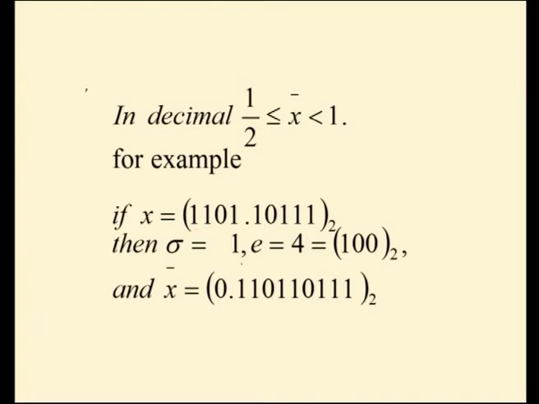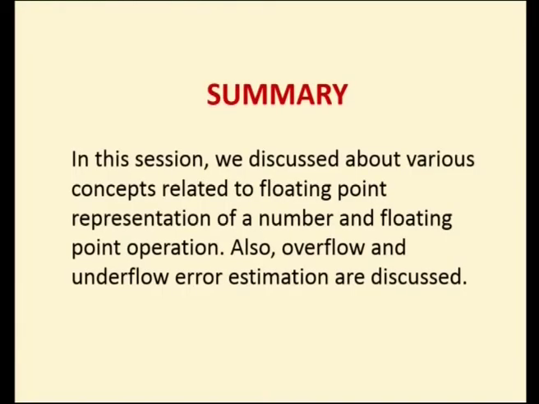If x is equal to 1101.1011, sigma is plus 1 and e is 4, which is written in binary form as 100 suffix 2. Here e is 4 in the sense of 2 power e, 2 power 4. The decimal point is shifted 4 places. So, x bar is 0.11011011 suffix 2.